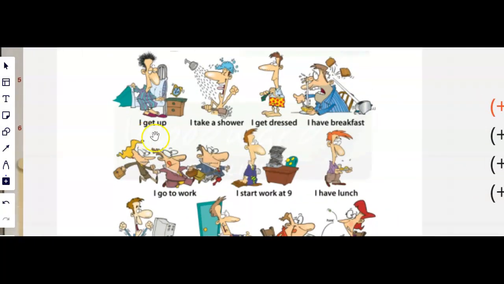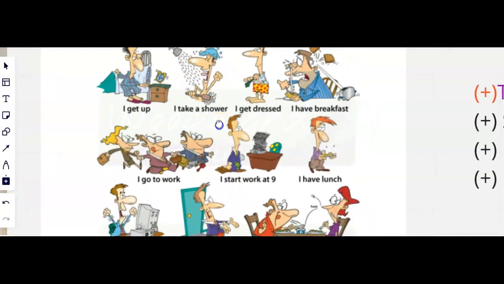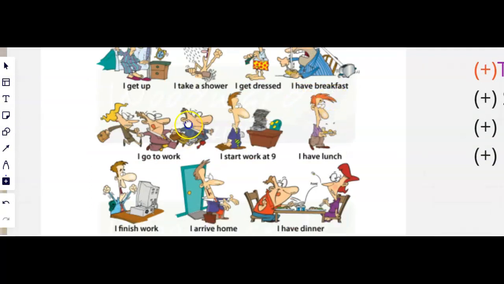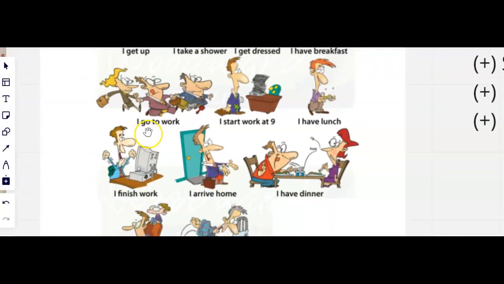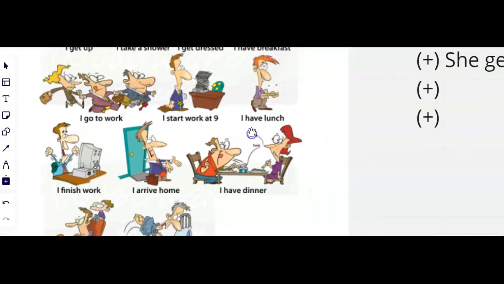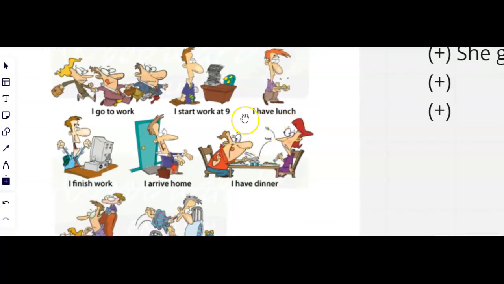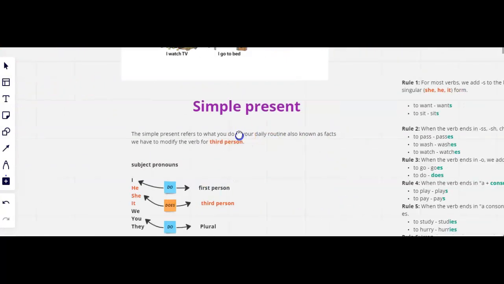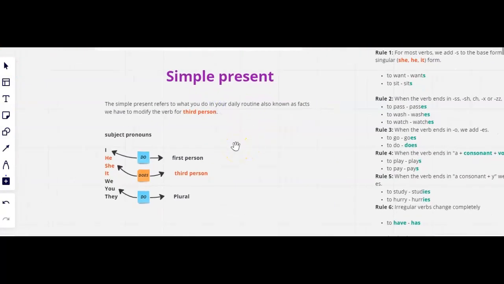For instance, she gets up, she takes a shower, she gets dressed, she has breakfast. He goes to work, if it is a guy. He starts work at 9 or 7, anytime you want to talk about. And she has lunch or he has lunch. But if it is plural, they have lunch, we have lunch. So you need to play with those subjects applying those rules. And that's pretty much it about the simple present tense.